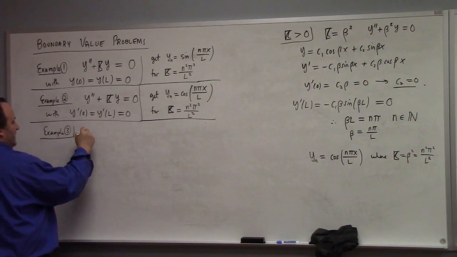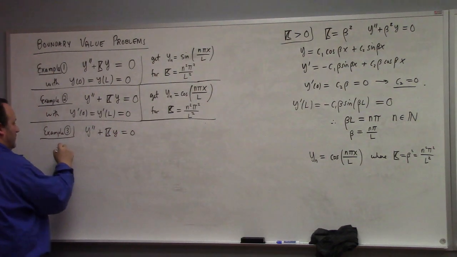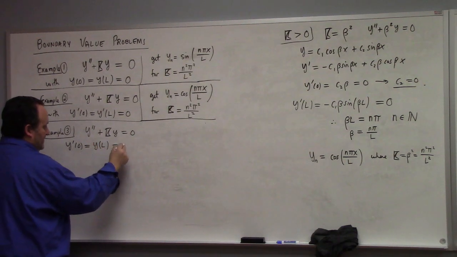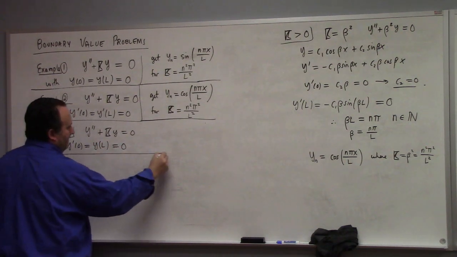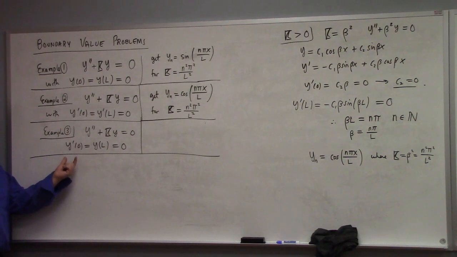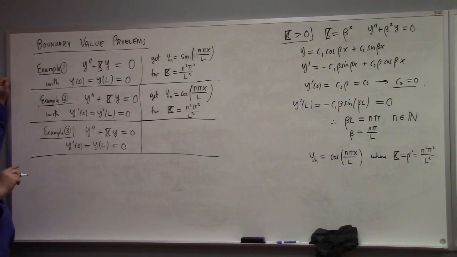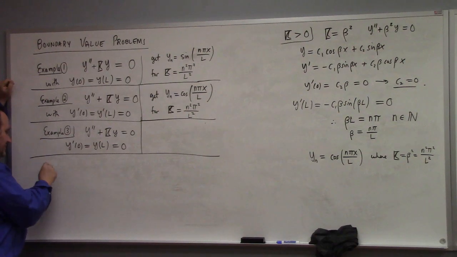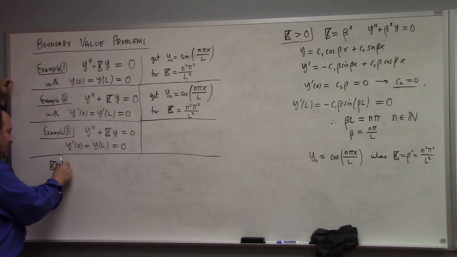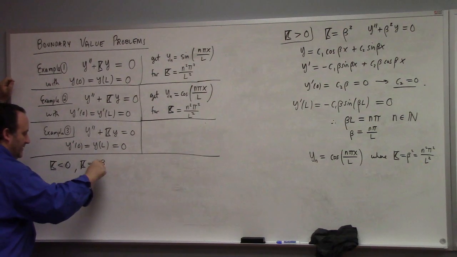Example 3, you could be solving y double prime plus big K y equals 0 with y prime of 0 equal to y of L equals 0. So what we'll do now is put the derivative at 0 equal to 0, y of L equal to 0. I'm just going to focus on the interesting case if you guys don't mind. So k less than 0, so k equals minus beta squared.